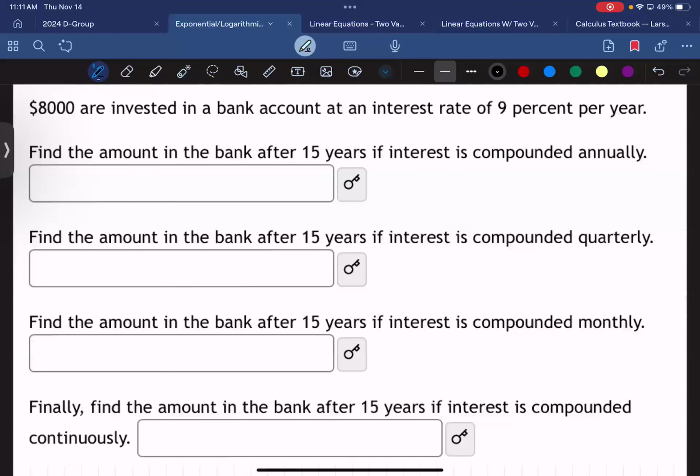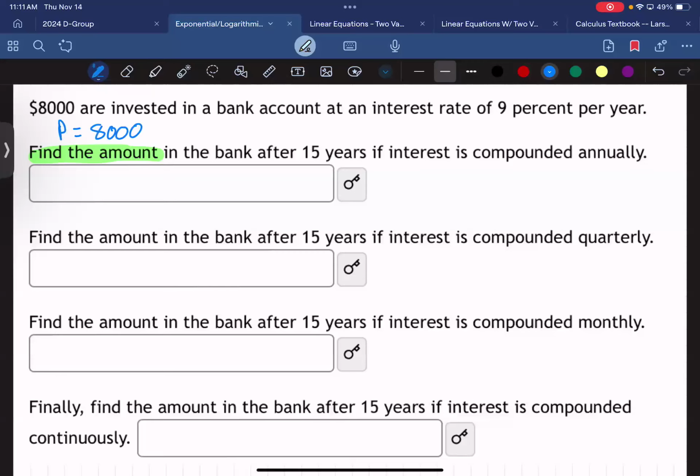Now, the thing I would tell you is make sure you see we're trying to find A in all of these, right? So make sure you identify all the other variables, knowing we're looking for the amount. And we know that because it says find the amount. So let's make sure we're identifying all that stuff. So what does the 8,000 represent for us here? All right, that'll be our P value.